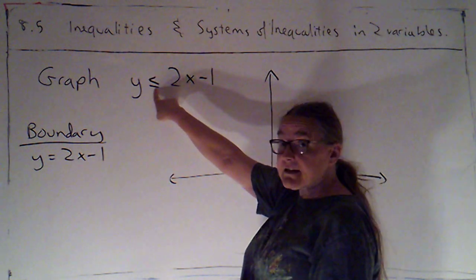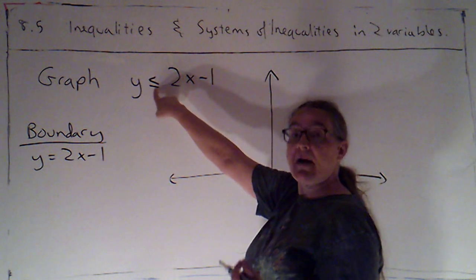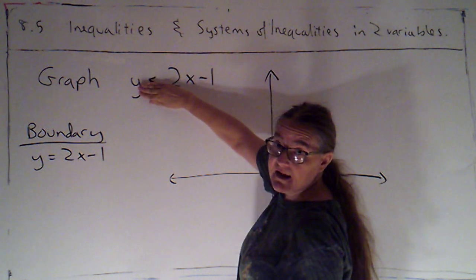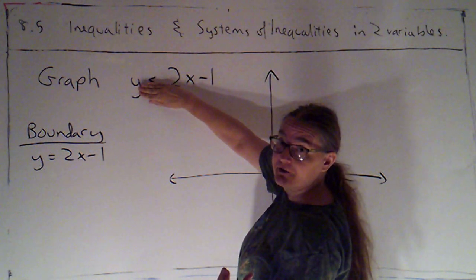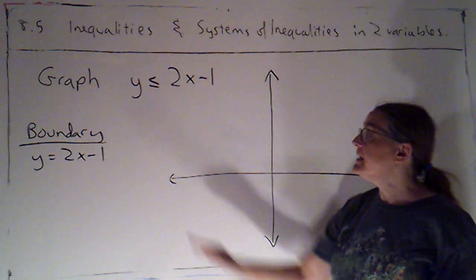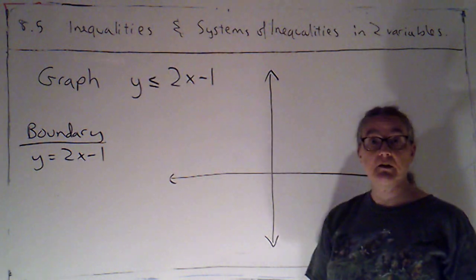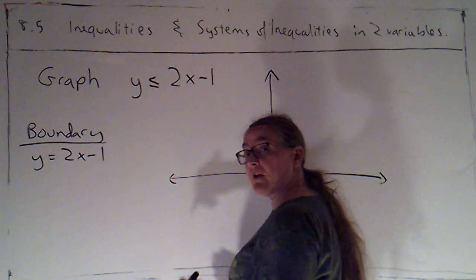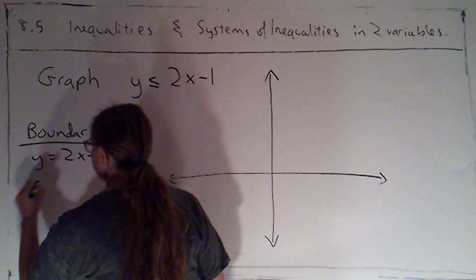Now before I graph that, I need to know whether the boundary is included or not. Because this is less than or equal to, the boundary is included. If it's a strict inequality, it would have to be not included, and then I would use a dotted line. If it's an inclusive inequality, the boundary is included, and so I'm going to graph that as a solid line.